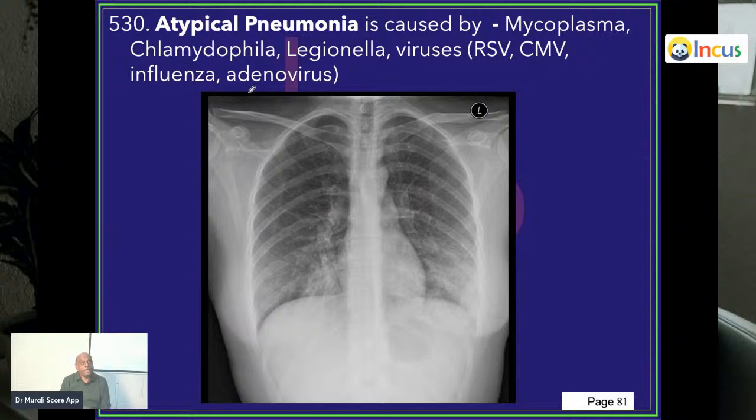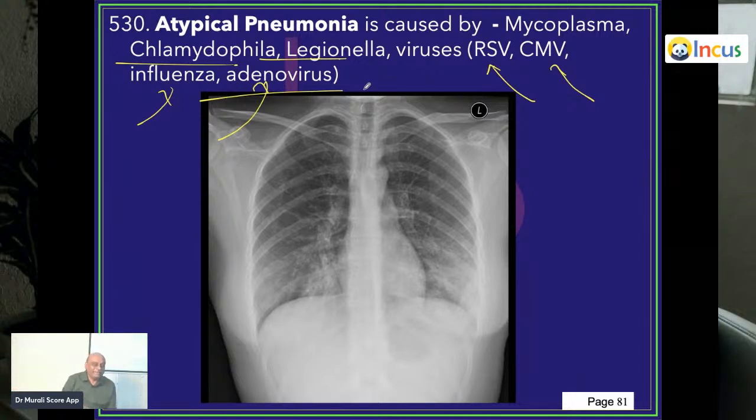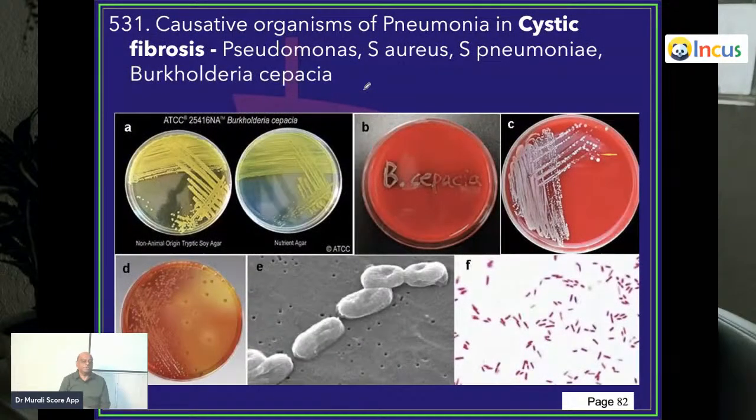Now comes atypical pneumonia. What organisms lead to atypical pneumonia? Mycoplasma, chlamydia, legionella, and respiratory syncytial virus, CMV, influenza, and adenovirus. These are the things you need to remember that lead to atypical. Atypical is also called walking pneumonia. You remember? Because the patient's x-ray looks dangerous, yet the patient is happily walking around. That's called atypical pneumonia.